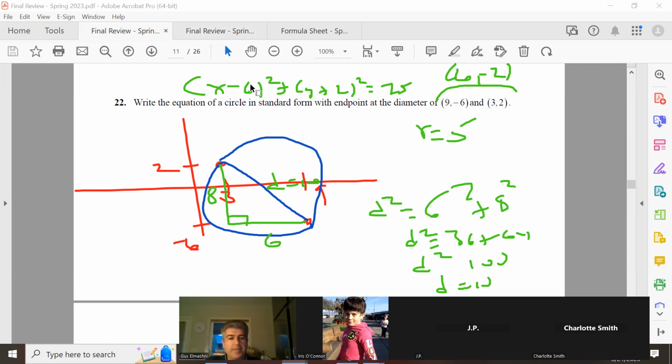You can use this formula. What are you looking for? You're looking for the radius and the center. That's it. Yeah. Okay. Wait, I'm a bit confused where we got -6 and +2 from. Can you go over that again?